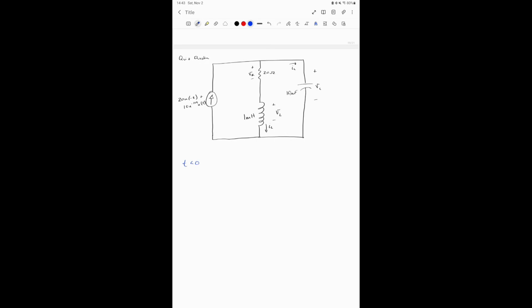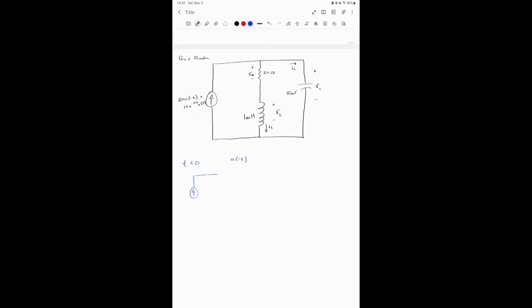So let's draw this circuit. Before we make any changes, this is what our circuit was for a long time. We don't know how long, it's been so long. So u of negative t, as we went over in the last video: normally u is like that, and u of negative t would just be the opposite. So it's going to be 20 before you hit 0, and then it's going to be 0 after 0.